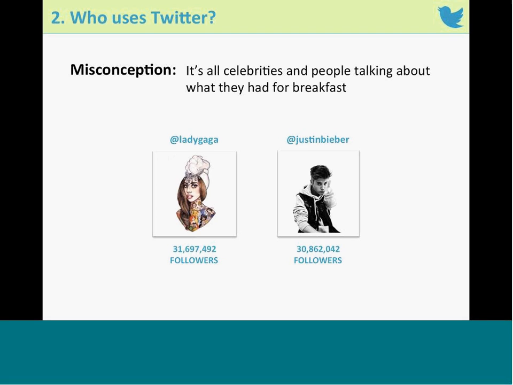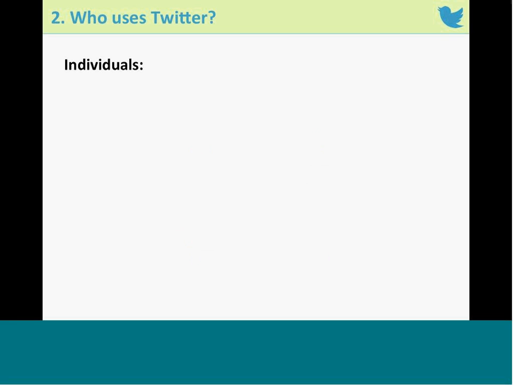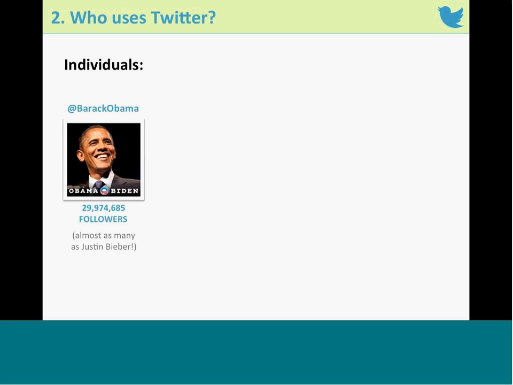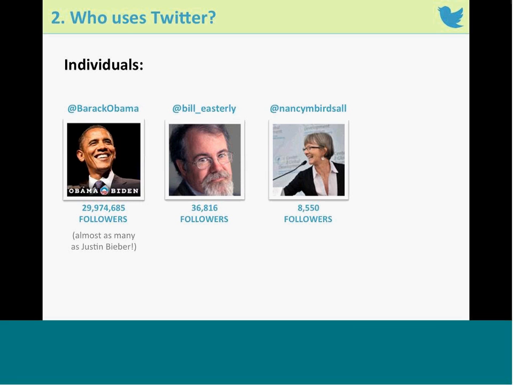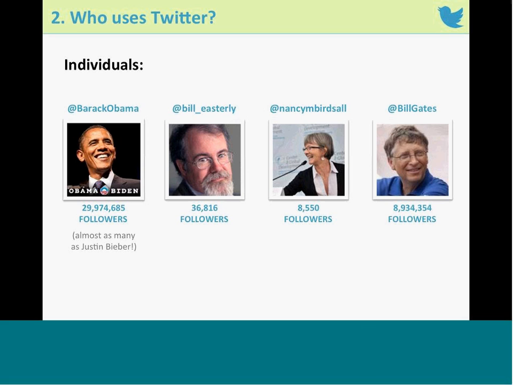Nonetheless, Twitter is now far more than just a platform for celebrities. There are many interesting people and influential organizations that have Twitter accounts. There are many individuals, for example, politicians like Barack Obama, who has, you'll see, nearly as many followers as Justin Bieber. And then there are researchers and academics like William Easterly and Nancy Birdsall. And there are other influential people such as Bill Gates. These people all have Twitter accounts and they have many followers.